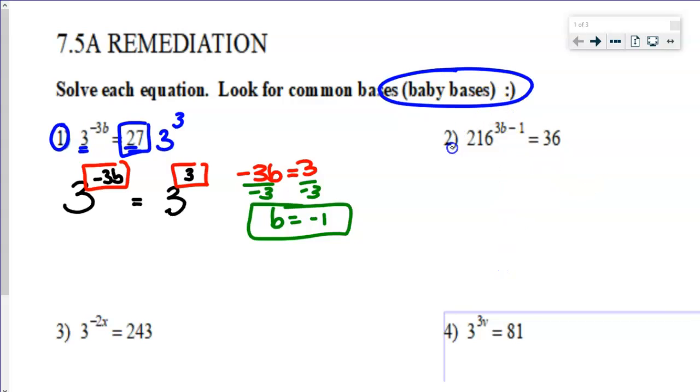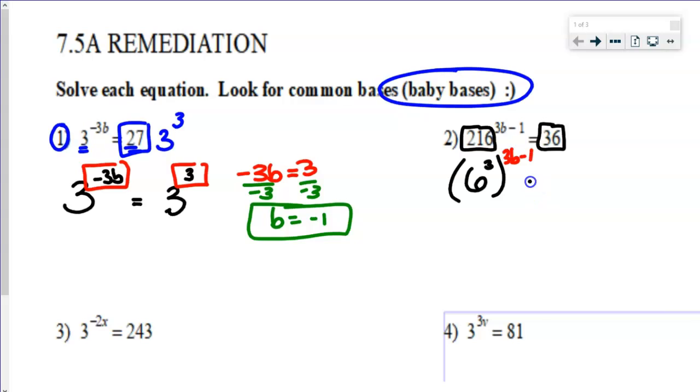I'm going to give you a little heads up on number 2. I think this one's a little tricky because for the common base here, you might have to play with your calculator a little bit, but it's going to be a 6. So 216 is 6 to the third power, but you have to be careful because it already has an existing exponent of 3b minus 1.